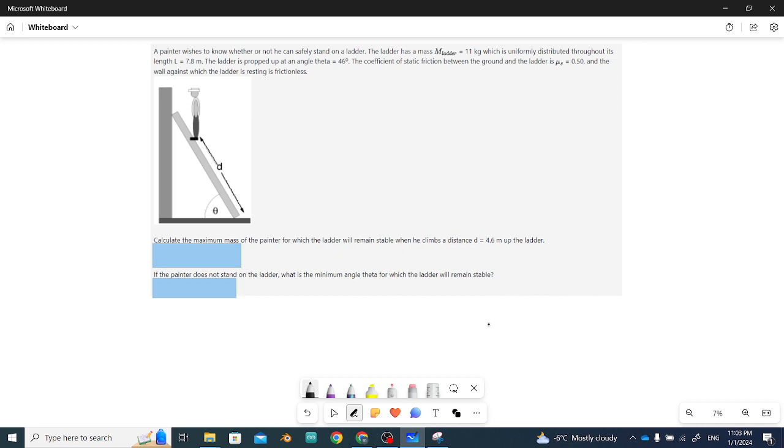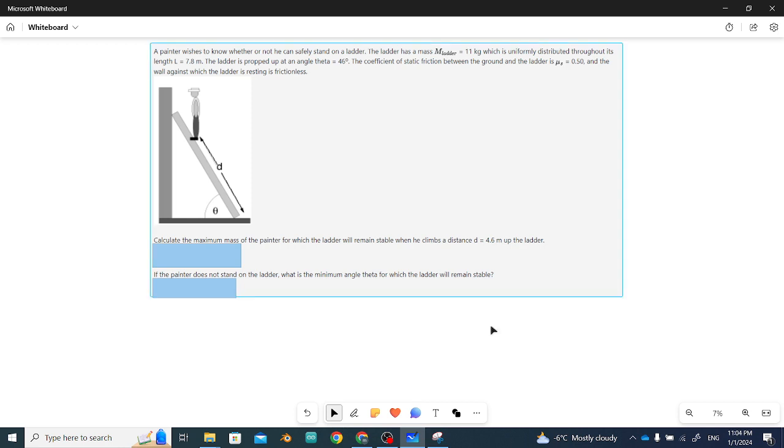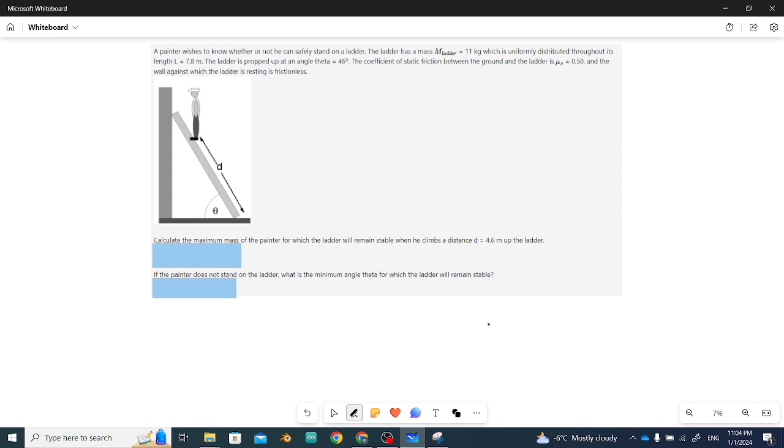The coefficient of static friction between the ground and the ladder is 0.5, and the wall against which the ladder is resting is frictionless. Calculate the maximum mass of the painter for which the ladder will remain stable when he climbs up a distance d equal to 4.6 meters up the ladder. If the painter does not stand on the ladder, what is the minimum angle theta for which the ladder will remain stable? Okay, well, first off, when we work with torque problems, we should always draw the isolation diagram.